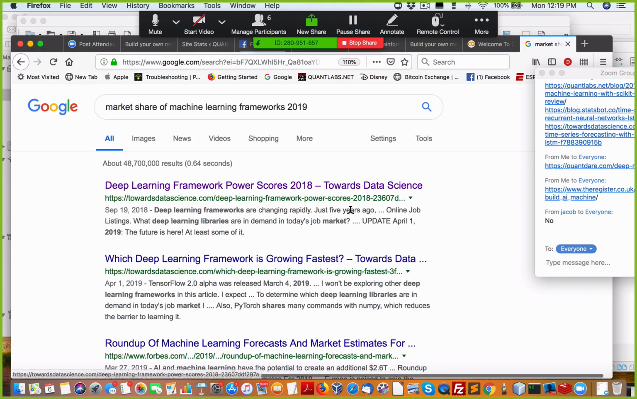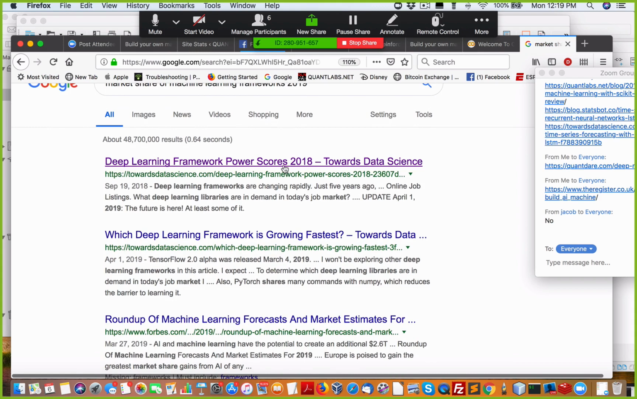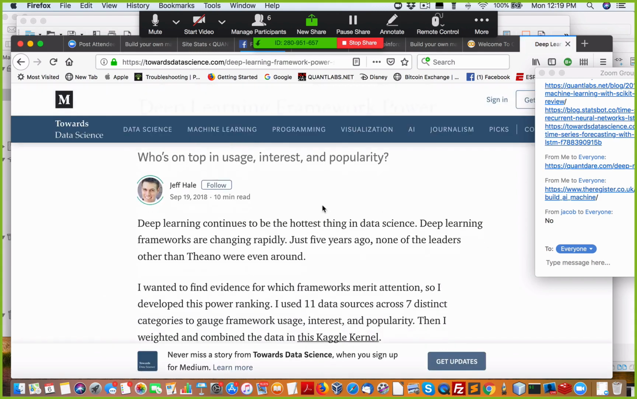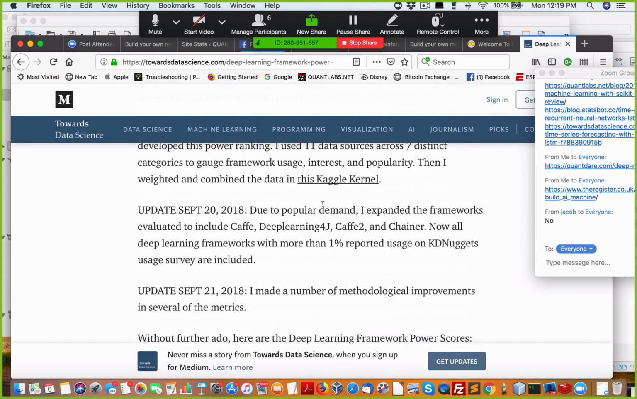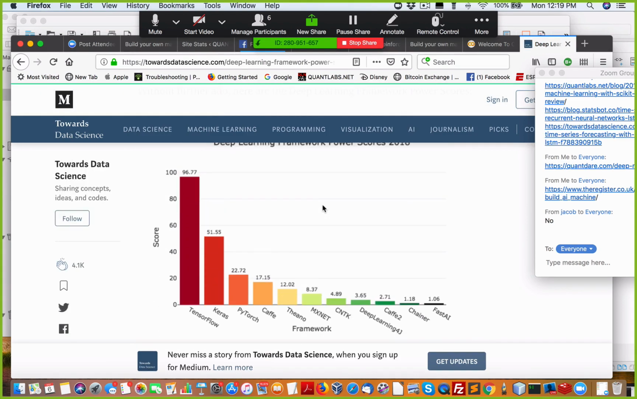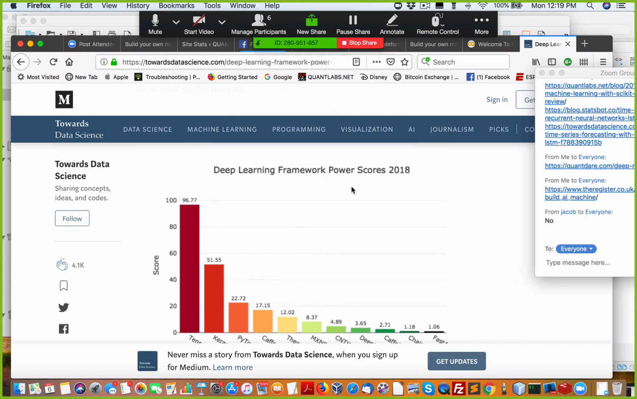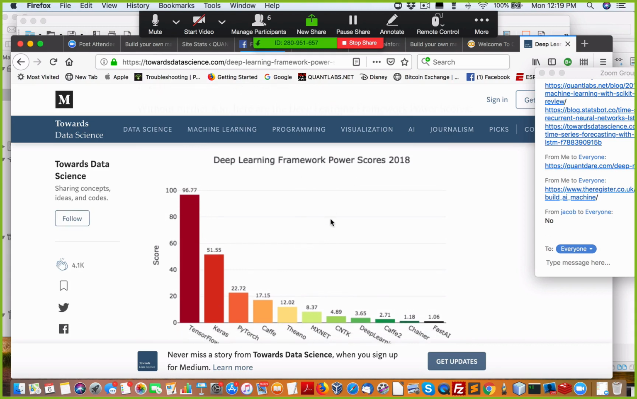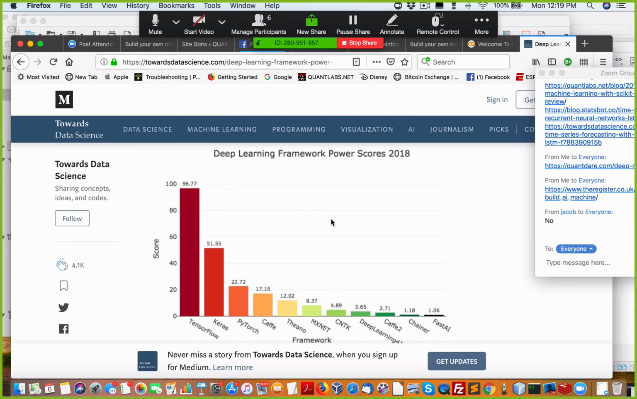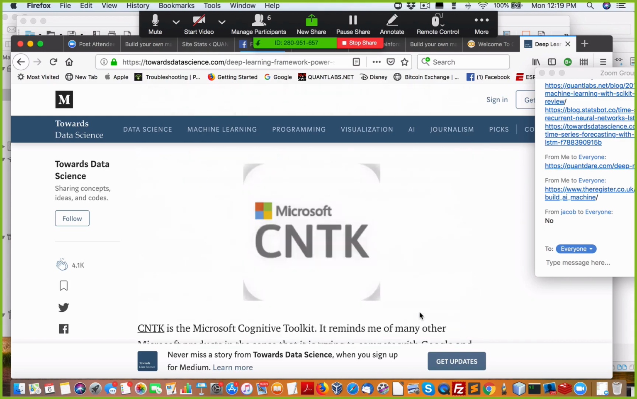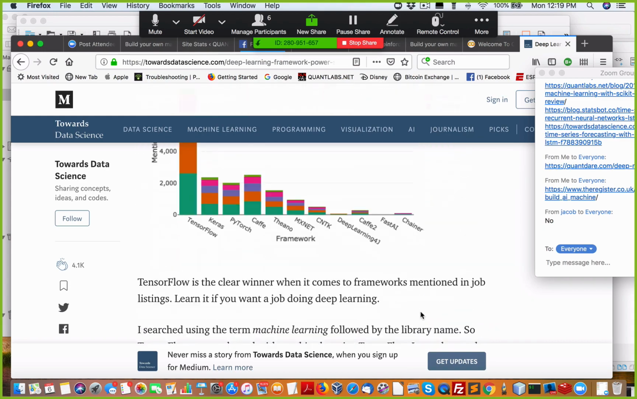So what's going on? I guess this might be a better one. Who knows? I don't know what I'm typing in here, but actually I've seen this article. This article right here tells you where we're at in September, what the leading frameworks are. Obviously, by a long shot, we have TensorFlow, then Keras, PyTorch, and then all the other ones. It gives all the different descriptions.